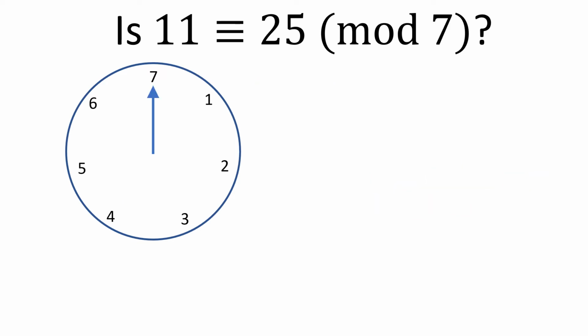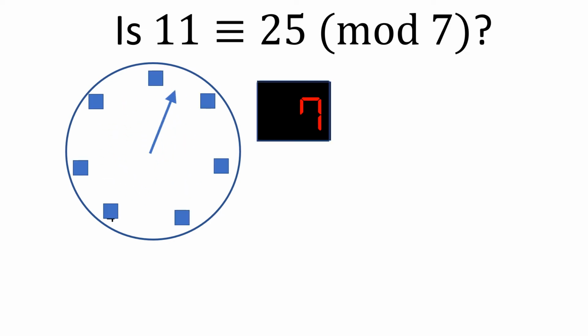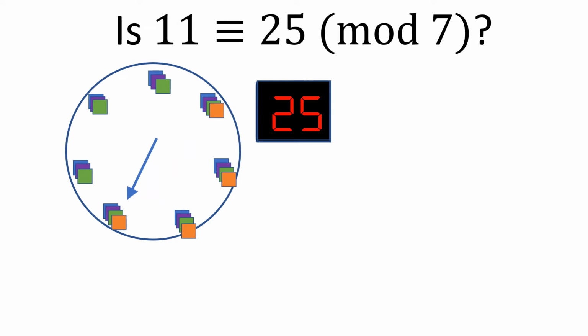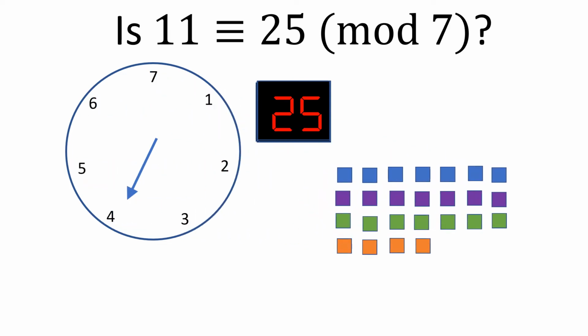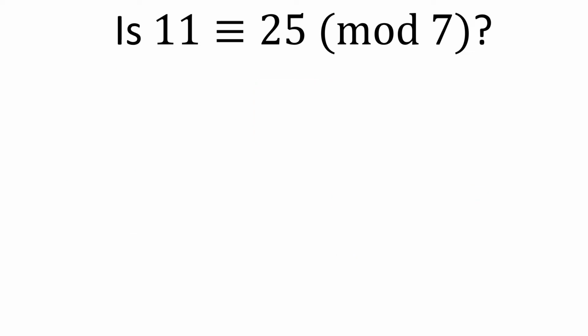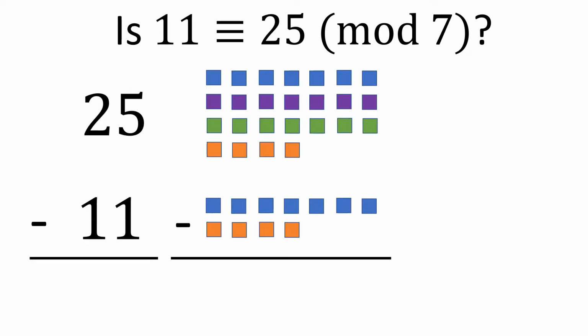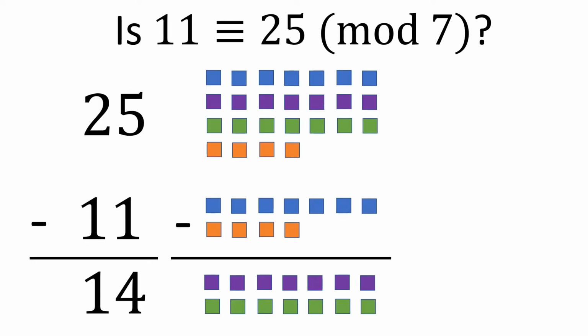And then let's do the same for 25. 25 is 3 full revolutions, that's 3 different groups of 7, plus 4 left over. That's again the 4 orange squares and 4 o'clock. All right, let's arrange those 25 squares in the same way as before. Now we're ready to check the definition. The question is, does n divide b minus a? Does 7 divide 25 minus 11? Well, 25 minus 11 is 14, and 7 does divide 14.